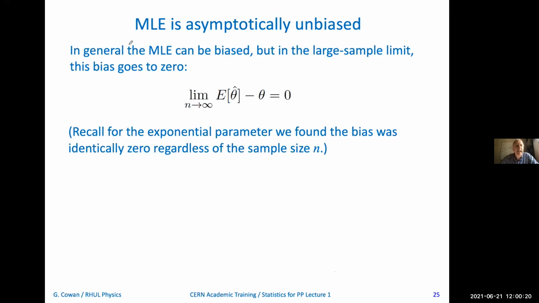All right. In the large sample limit, the MLE is unbiased. So in the limit that the number of observations becomes very large, the expectation value of the MLE minus the true value of the parameter goes to 0. So in this example that we just looked at for the exponential parameter, the bias was 0 regardless of the sample size. When you say that you have an unbiased estimator, that means for any sample size. But in general, the MLE will be unbiased in the limit when the data sample gets very large.